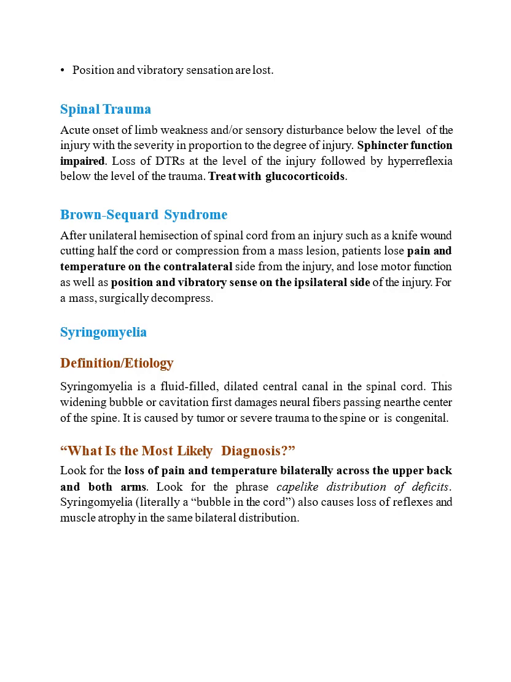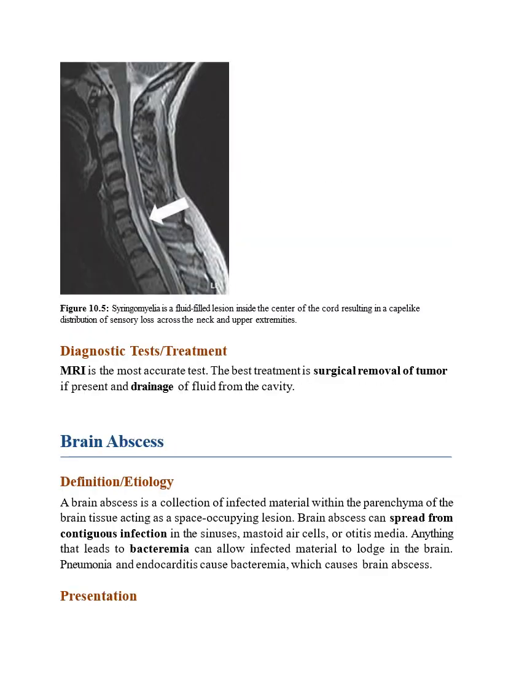Also, we need to look for a cape-like distribution of the deficits. Syringomyelia is literally a bubble in the cord. It can also cause loss of reflexes and muscle atrophy in the same bilateral distribution. Let's go to the next slide.